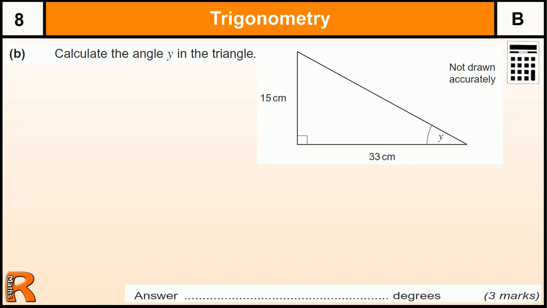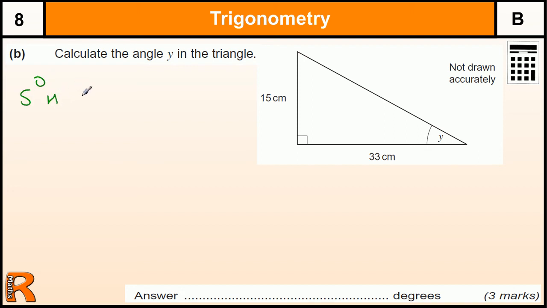Trigonometry in a right angle triangle. Grade B, level 8. Again, a classic question. This one, as always, with a right angle triangle, we're thinking of standard trigonometry or SOHCAHTOA.